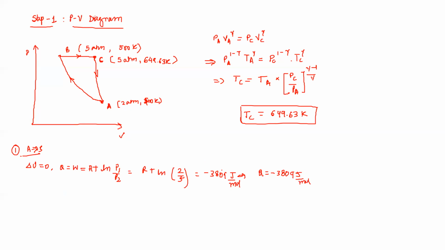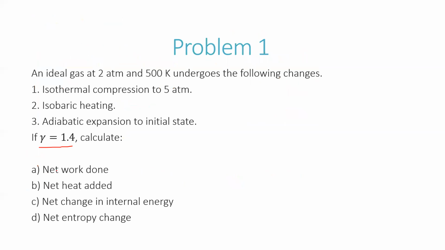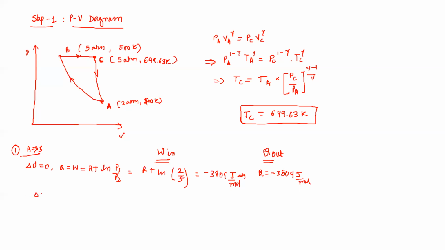Now, by sign convention, we obviously know that this negative work done implies that there has been work input, while the negative heat transfer implies that there has been heat output. So work has been added in and heat has been taken out. This is the sign convention that is followed. And finally, apart from work, heat, and internal energy, we also need entropy. So we are going to calculate entropy.